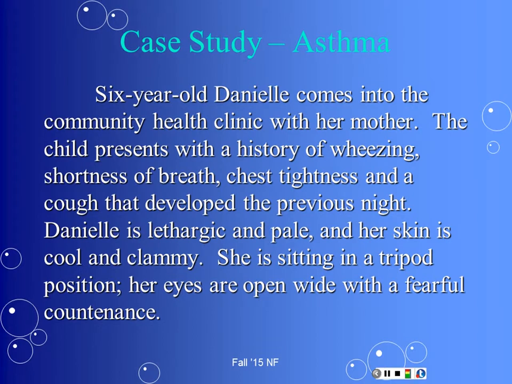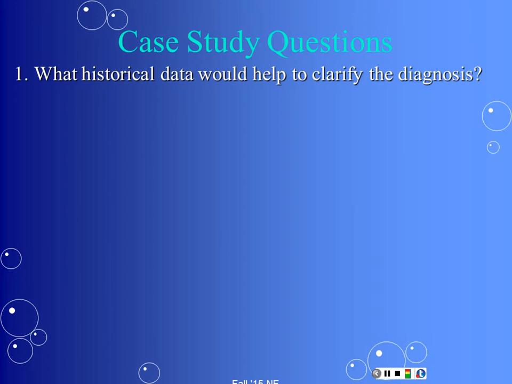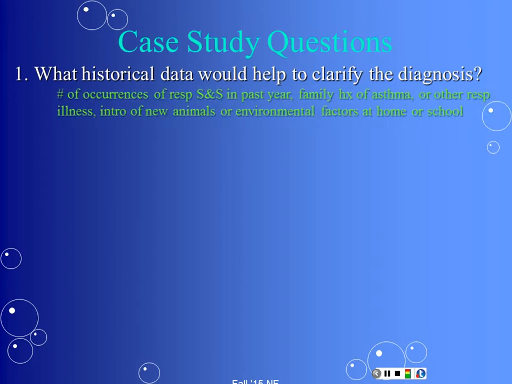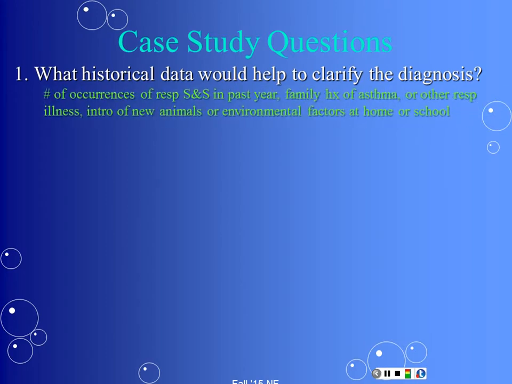So she sounds like she's having a little bit of distress, right? So when we're trying to determine if it's an asthma exacerbation or not, what kind of historical data do we want to know to help clarify what's going on? Right, do they have a history of asthma? If it's the first time, do they have a family history of asthma? How many times have they come in with respiratory illnesses? Have they been exposed to anything new, like animals, environmental factors, chemicals, home or school?